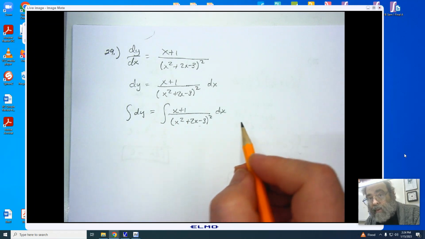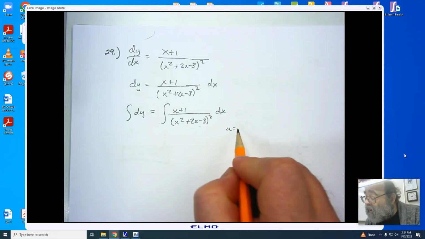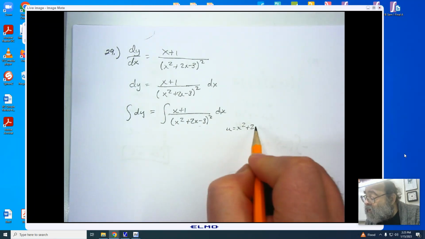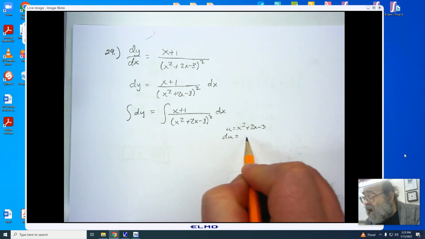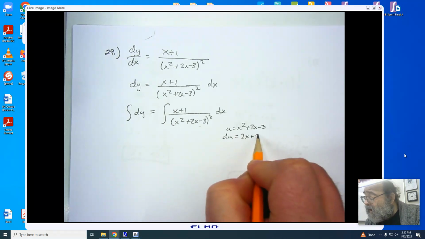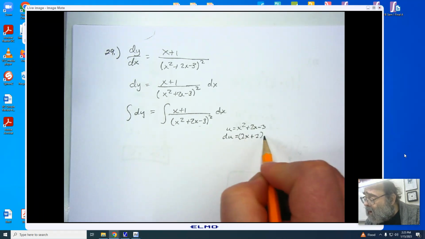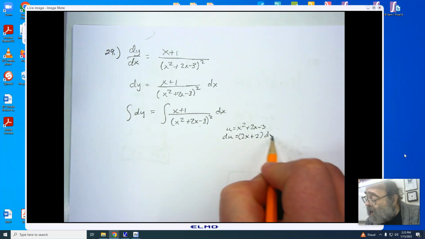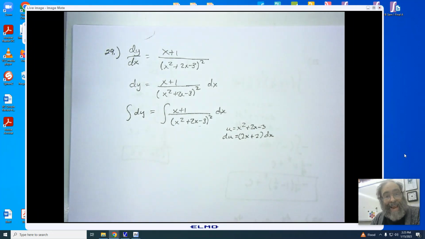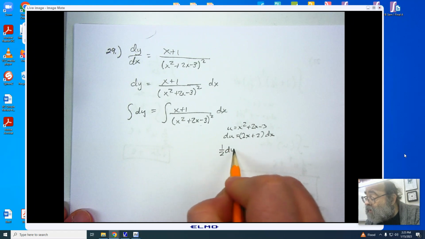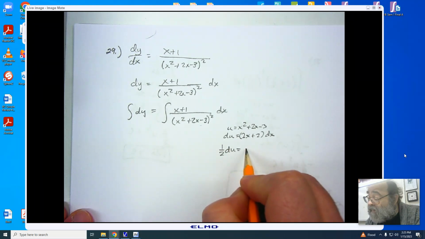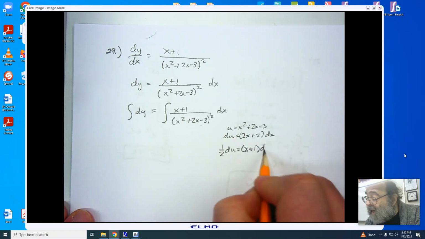I now know what to do. We let u equal x squared plus 2x minus 3, and we take the derivative. Don't worry, everything will work out. But it's got an extra 2. Oh no. If it's got an extra 2, we have to take that and divide it. So we're going to have 1/2 du equals, now divided by the 2, x plus 1 dx.